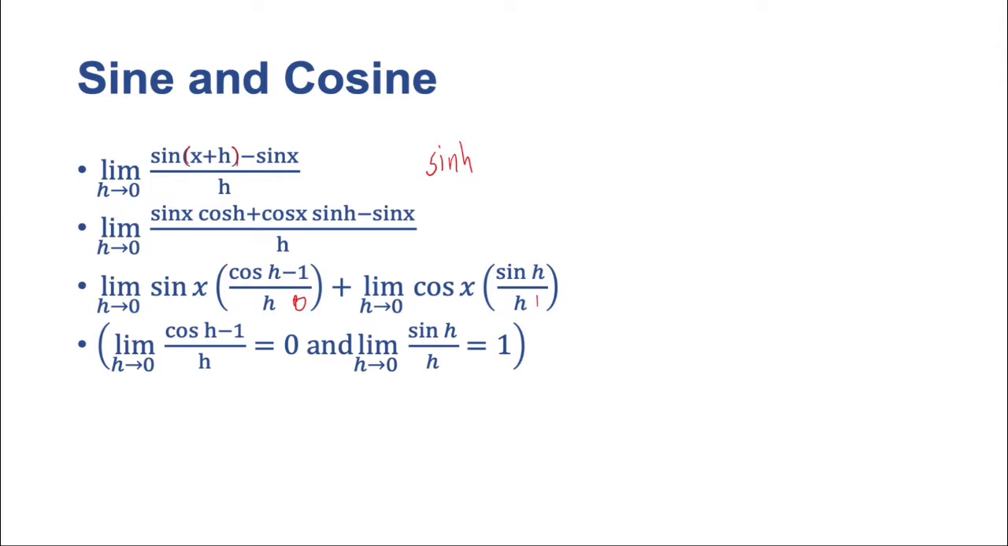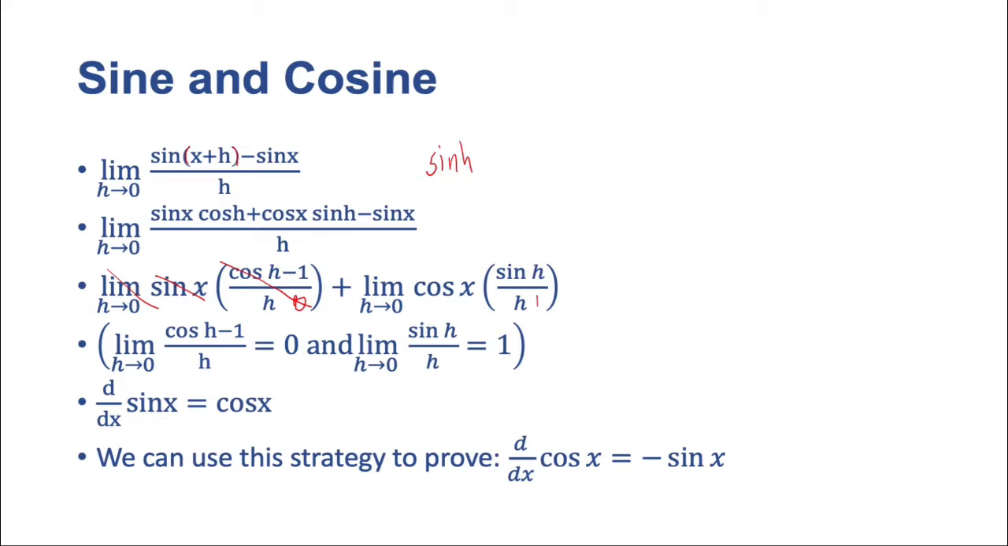And if I do that, then that means that this whole limit with sine of x will cancel out because we're multiplying it by 0. And then if I multiply cosine by 1, it's just cosine, and this limit has no purpose because there's not even an h. So that means that our derivative just simplifies to cosine. So the derivative of sine of x is cosine of x. Likewise, we can use this strategy to prove that the derivative of cosine of x is negative sine of x.